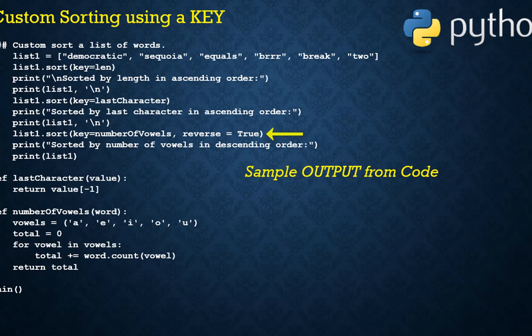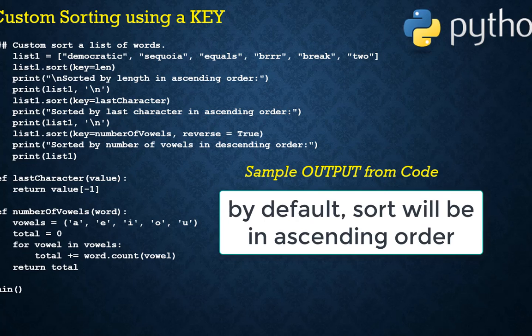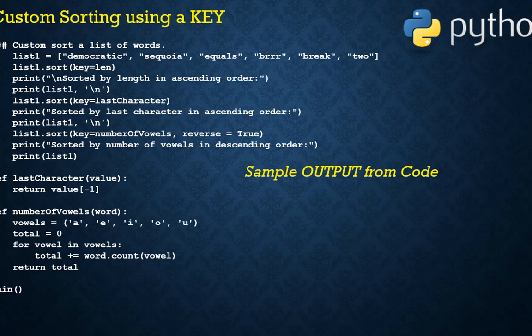Finally, our third sorting mechanism uses number of vowels with reverse set to true. All the other sorts did not have reverse set to true, so the sorting was done in ascending order, from smallest to greatest. In this example, number of vowels, we are counting the vowels in the word elements, and whichever word has the most vowels, because we have reverse set to true, should show up first. Let's look at that number of vowel function.